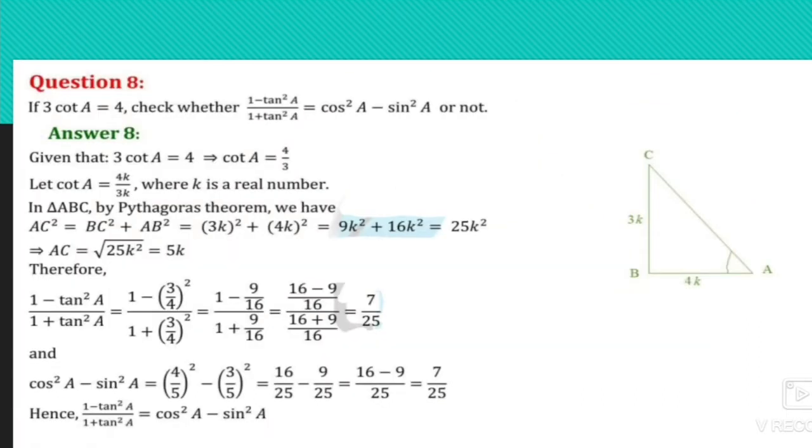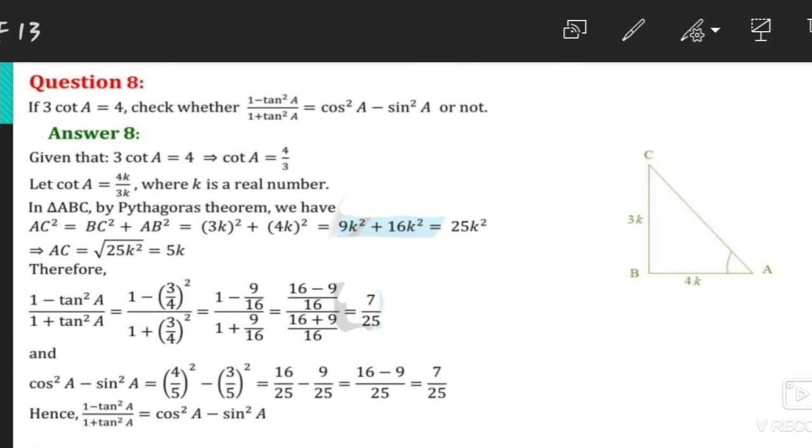Now question number 8. Question number 8 is, if 3 cot A is equal to 4, check whether (1 minus tan square A) by (1 plus tan square A) is equal to cos square A minus sin square A or not. This question is similar to the previous one. So from here you can write cot A is equal to 4 by 3.